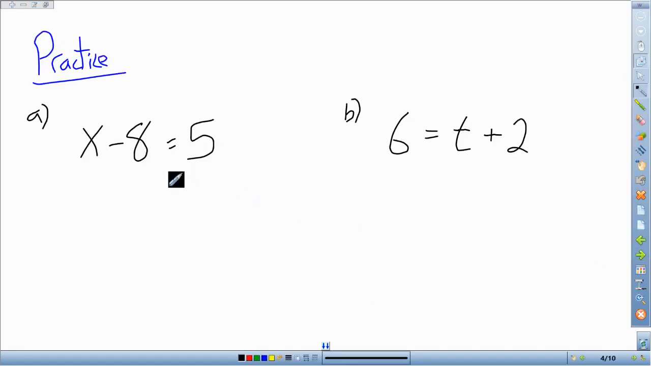Okay, so I'm gonna have you guys try a couple of these simple ones on your own, and then we'll look them over together. Give it a try. All right, so again, a couple nice, easy problems. Let's start on letter A here. X, we need to get it isolated. The only thing that's keeping it from being isolated is this minus 8, so we need to do the opposite operation, and we need to add 8 to both sides.